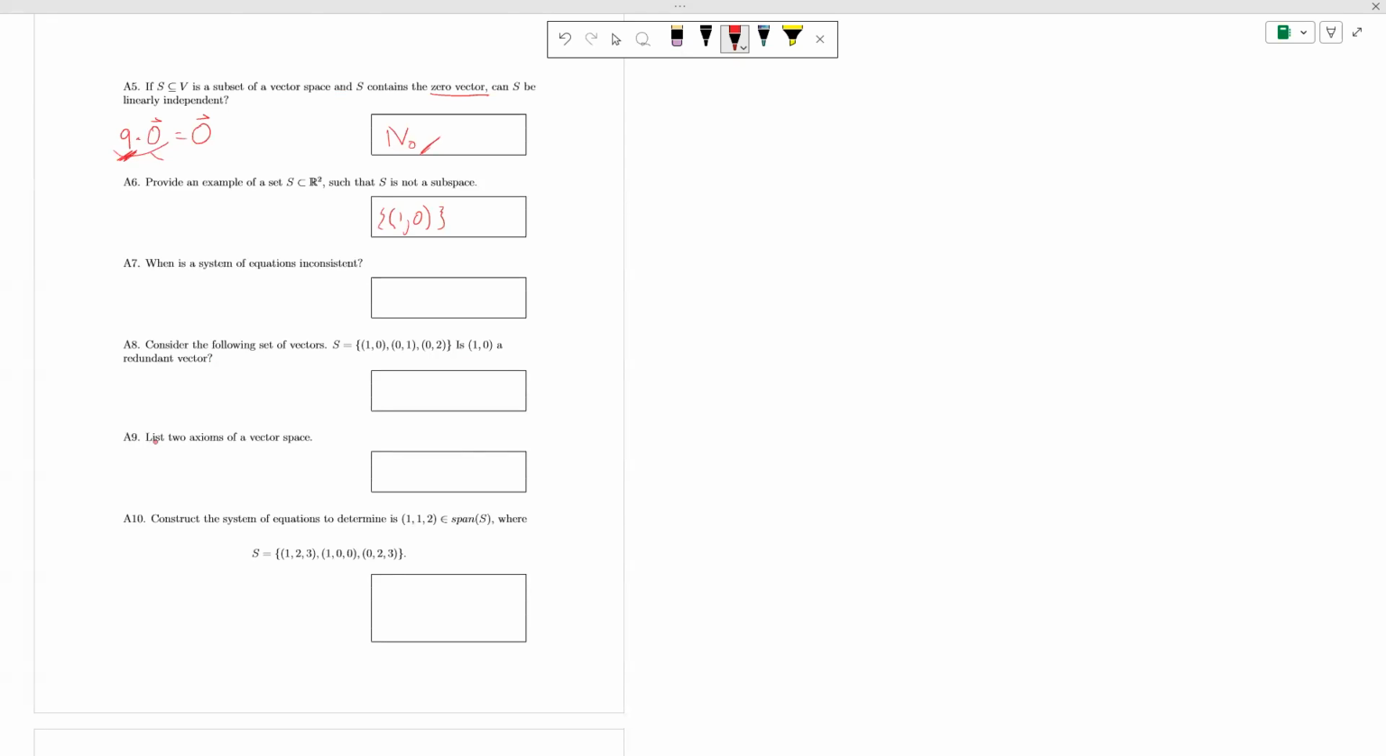Okay. Now we want to know when a system of equations is inconsistent. And this is when no solution exists.